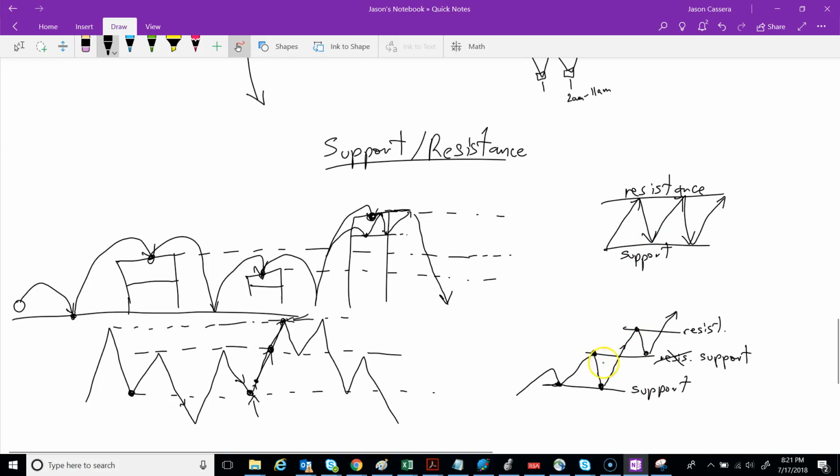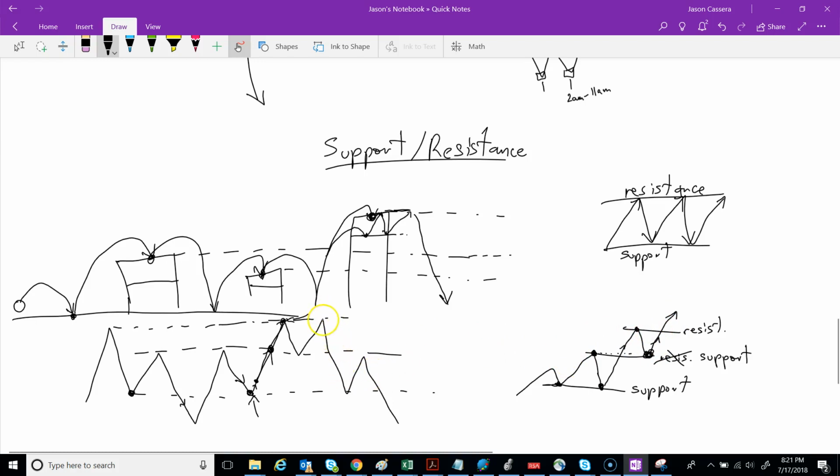So what you would do here is, as soon as it comes back down to test, and you see that it's formed a solid support here at this level where it was previously a resistance, you know that you can take it up for a buy. And you can buy this all the way up.